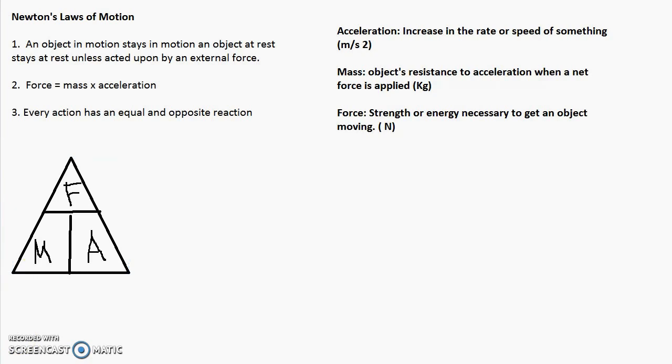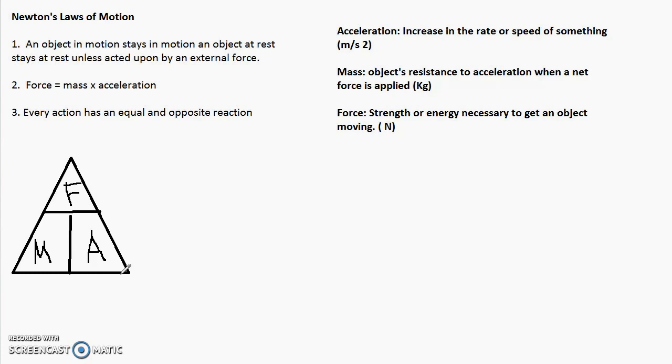You'll notice that your triangle is blank. However, my triangle is filled in. Can you please make sure that you fill in your triangle exactly the way that mine is filled in? You'll notice that I have an F at the top to represent that the force is at the top, mass is to the left, acceleration is to the right. And we're going to be using this triangle to generate all of the different formulas for force equals mass times acceleration.